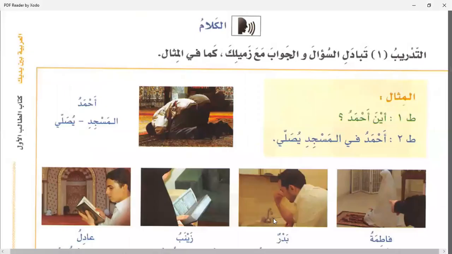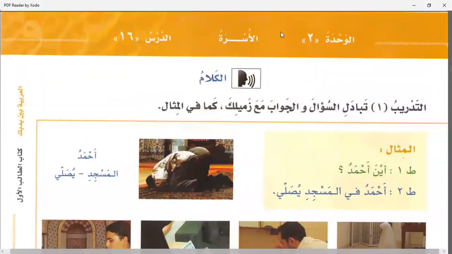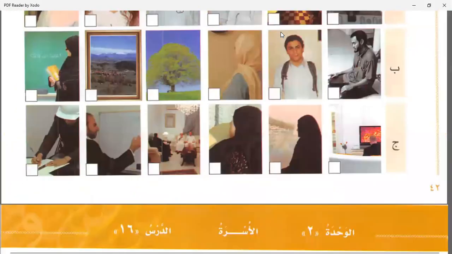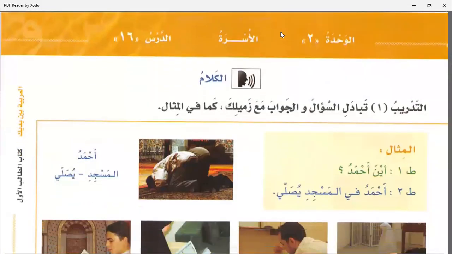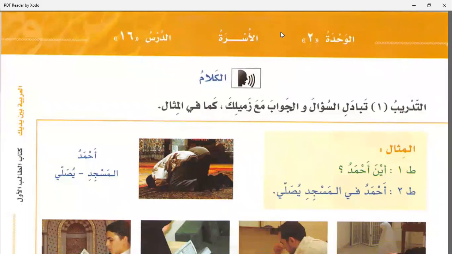They will start Al-Wahdatu Saniya, Al-Usra, Al-Dasu Sadis Ashara. Al-Kalam means speak or conversation. Al-Tadrib Al-Awwal, Tabadal Al-Su'ala Wal-Jawaba Ma'azamilika Kama Fil Misal. Exchange the question and answer with your colleague like the one in the example.